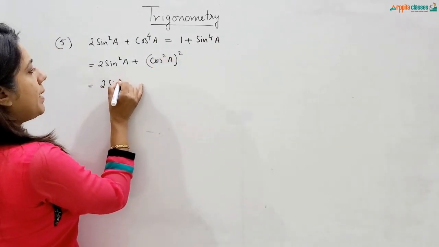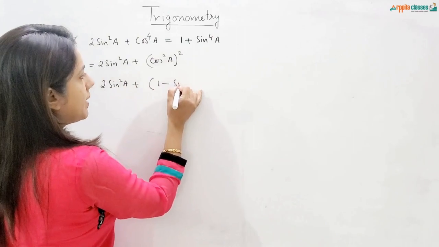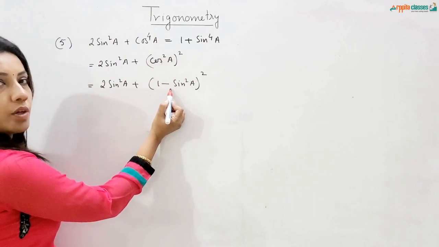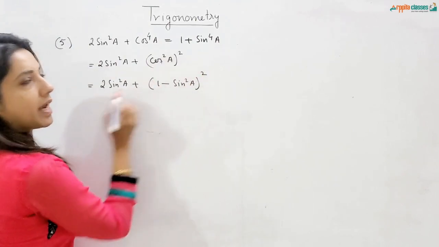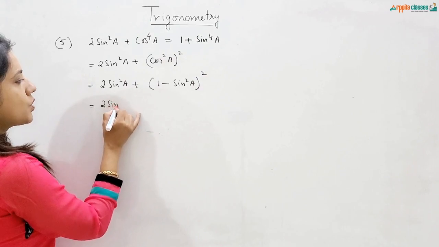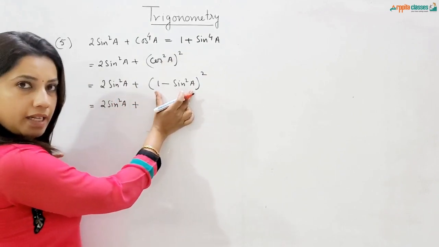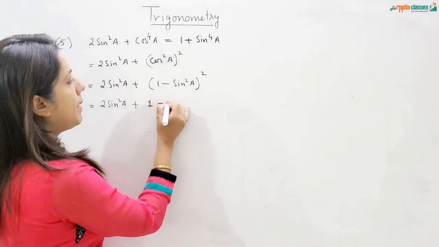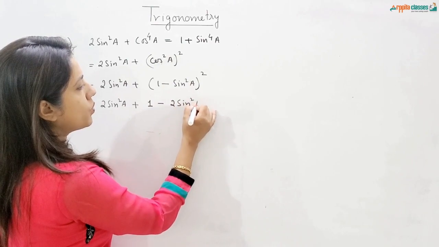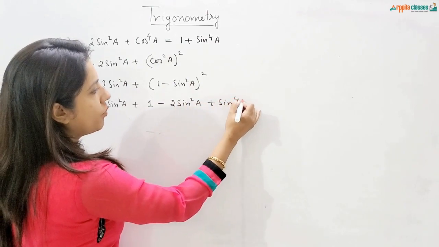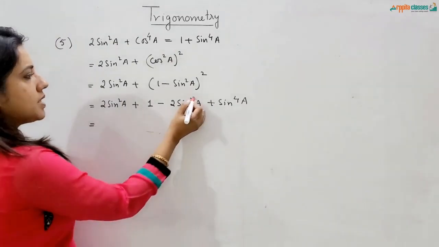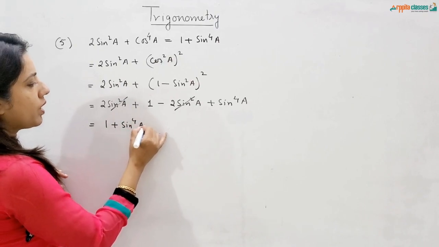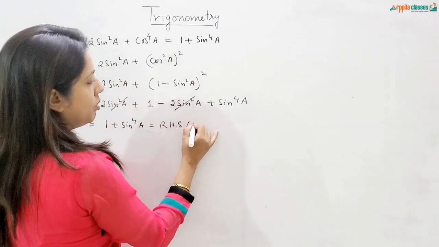Now in place of cos square a I am writing 1 minus sin square a, and this thing has a square. In place of cos square a I wrote 1 minus sin square a, and this whole thing has a square. So now 2 sin square a plus, expand it in the form of a minus b the whole square. So that's 1 square minus 2 into 1 into sin square a, that's 2 sin square a plus sin 4a. Now you can see this and this gets cancelled. So I have got only 1 plus sin to the power 4a, which is my right hand side. Proved.